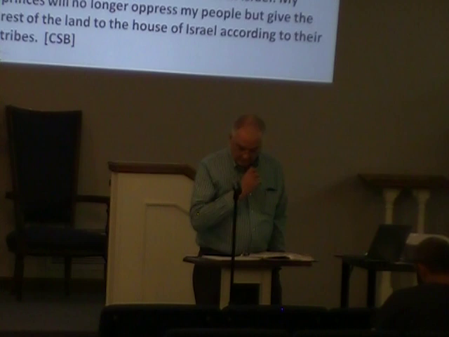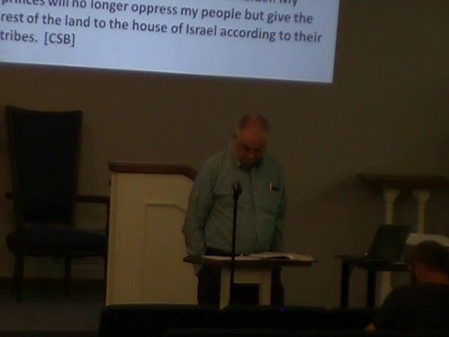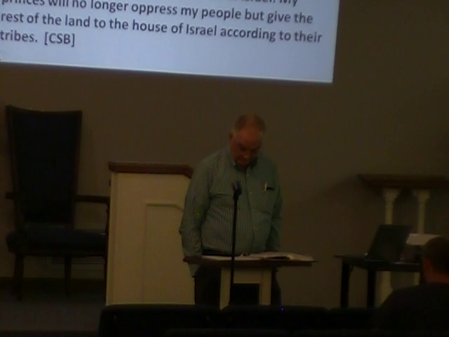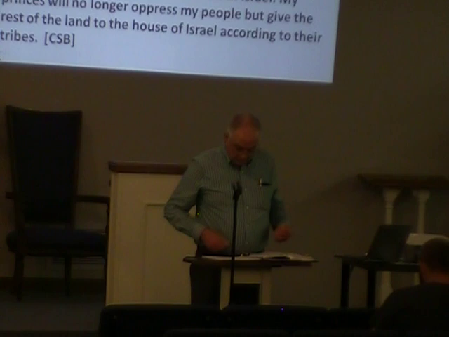My princes will no longer oppress my people, but give the rest of the land to the house of Israel according to their tribes. So, the city probably serves, I say probably, as its capital, but it is never given a name, which I find absolutely striking. You would think they would call it Jerusalem. But it's never named throughout Ezekiel's vision. That city area is to be, shall we say, communal property, not to belong to any of the tribes exclusively, but to all of the tribes together.